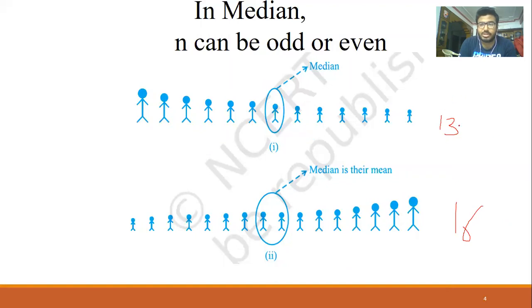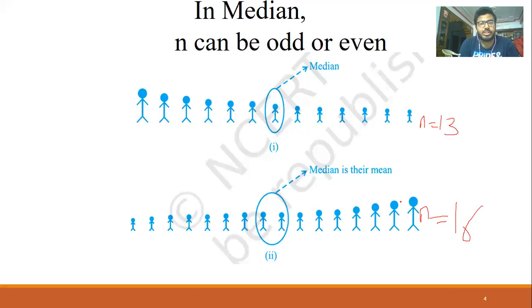When it is 13, when it is odd, you have to remember n plus 1 upon 2. Already you learned it last year. I asked you to revise it also. N plus 1 upon 2. When the n value is odd, you have to remember the formula n plus 1 upon 2. Now, what will happen when n, the number of observations, is even? It is n upon 2 and n upon 2 plus 1, the mean of these.